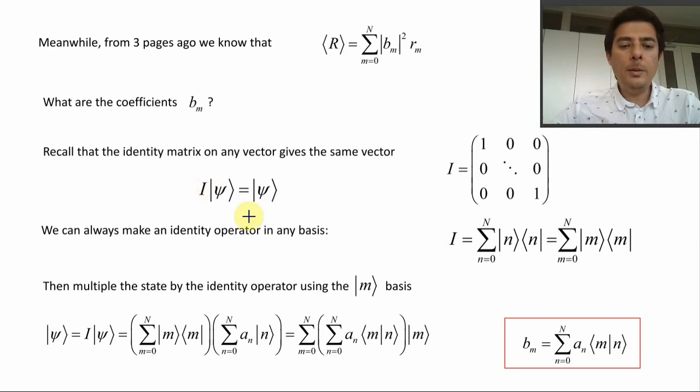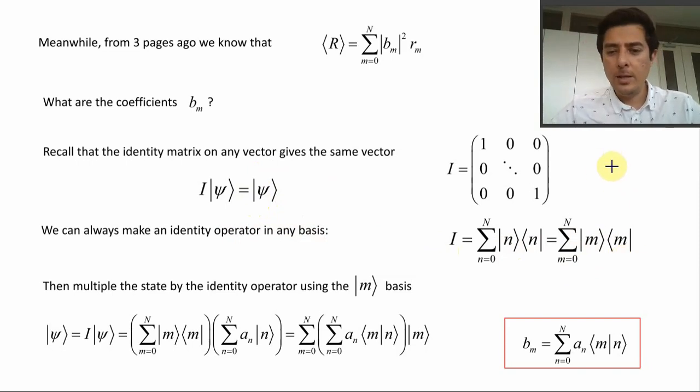So the key point is that we can construct this identity matrix using any basis that we like. So we could write this in terms of the n vectors, which was the original basis that the state is given to us in. Or we can also write it in this new basis M, or in fact any other orthogonal basis set. And you can actually work this out.